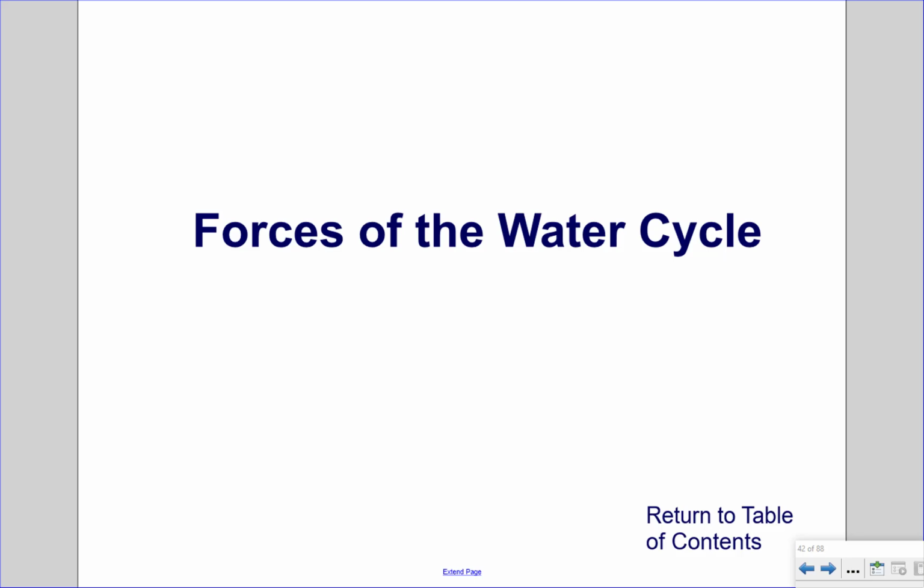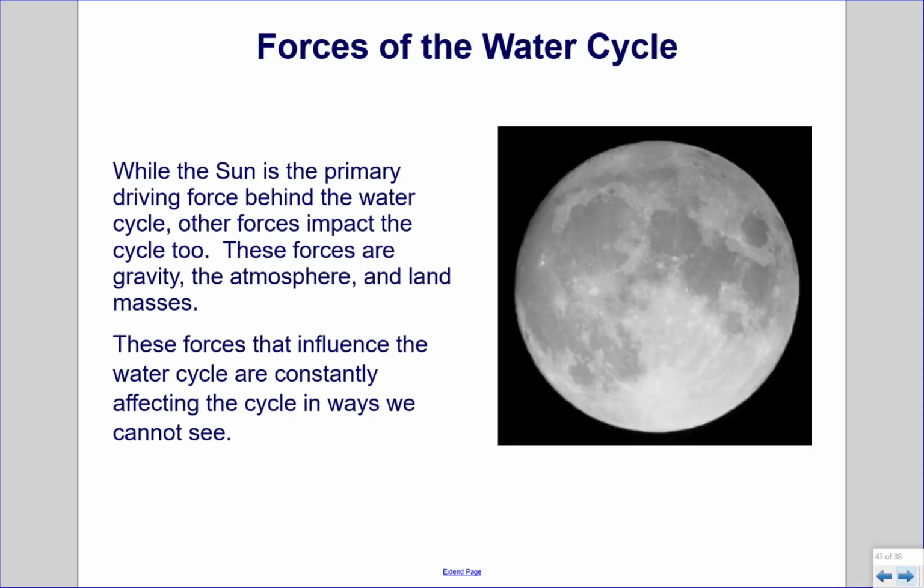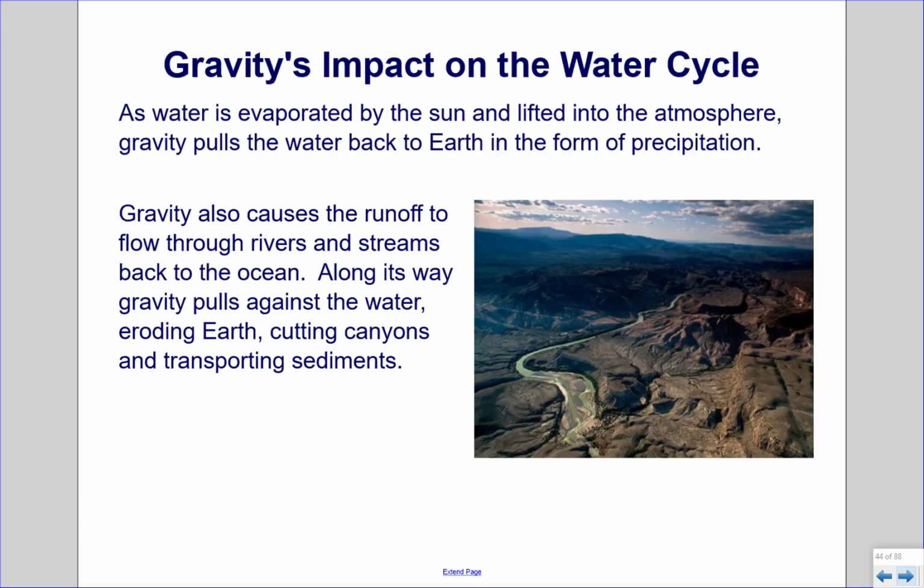Forces of the water cycle. While the sun is the primary driving force behind the water cycle, other forces impact the cycle too. These forces are gravity, the atmosphere, and land masses. These forces that influence the water cycle are constantly affecting the cycle in many ways we cannot see.